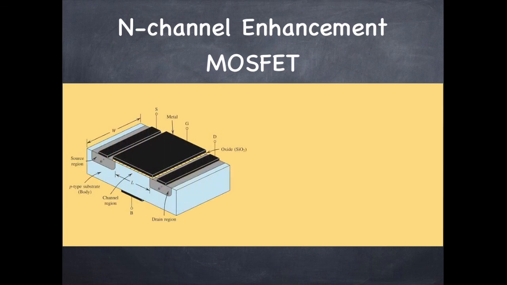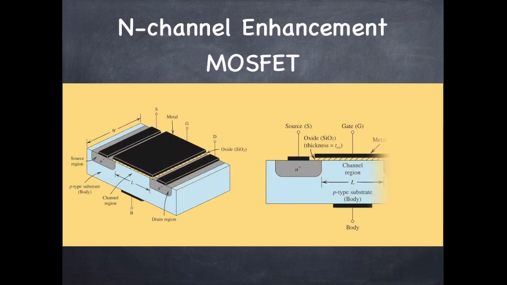Here it shows the physical structure of N channel enhancement type MOSFET. The transistor is fabricated on P type substrate, as you can see. As discussed earlier, it is a single crystal silicon wafer which provides support to the device. We have two heavily doped N regions indicated in the figure as N plus source and N plus drain regions. They are created in the substrate.